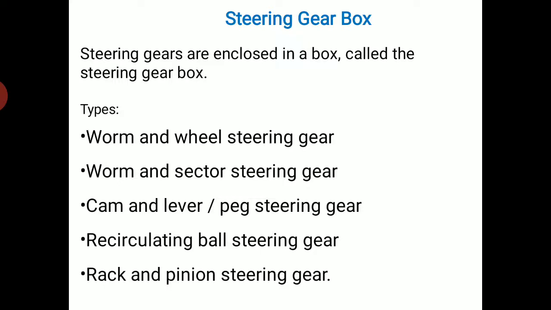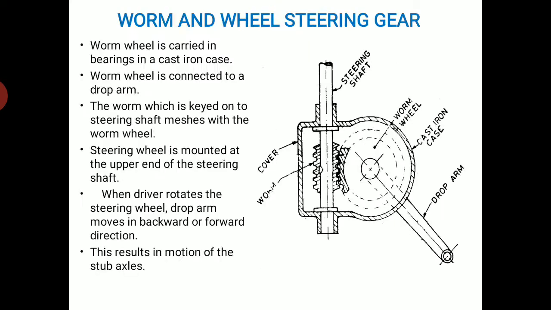There are many types of steering gears used in automobiles. The important steering gears, normally for our syllabus, are the worm and wheel steering gear, the worm and nut steering gear, and the recirculating ball type of steering gear. The other steering gears we will try to learn for your general understanding. So these are the different types of steering gearbox.